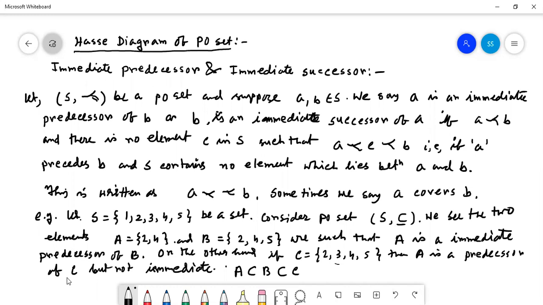Again, B is the immediate predecessor of C, and C is the immediate successor of B. But A is not the immediate successor of C. A is the immediate successor of B. Now it is clear. Yes, sir. Here, all these A, B, C are subsets of the given set S.